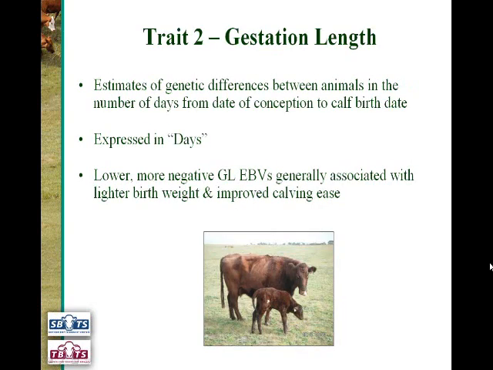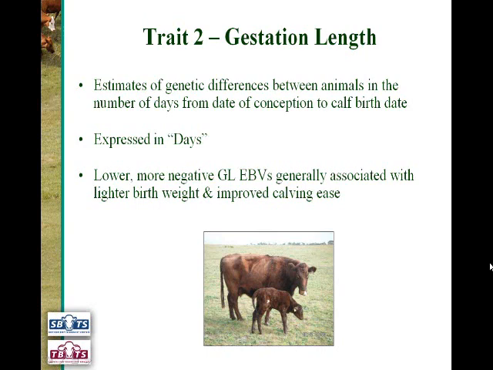The second EBV which is available relates to gestation length. Gestation length gives us differences between animals in the number of days from the actual conception through to the date of birth of the calf that is born. So we're not looking there at the start of joining or anything like that. It's the actual date of conception through to the actual date that the calf is born. The EBVs are expressed in days, so that's the units. The birth weight EBVs are expressed in kilograms, and the gestation length EBVs are expressed in days. As per all these EBVs, they're expressed in the units of measurement.